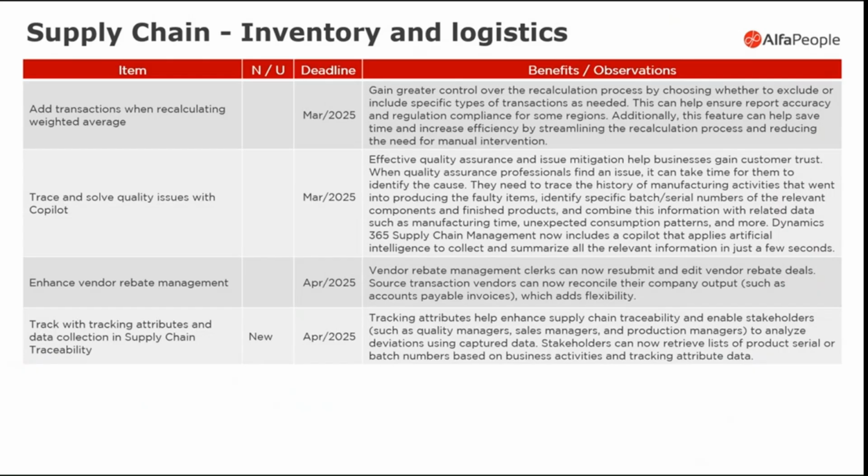And the last one here, track with tracking attributes and data collection in supply chain traceability. With this update, now we're taking supply chain traceability a step further. Stakeholders like quality and production managers now have the ability to dig deeper into deviations by leveraging tracking attributes. What's interesting here is that you can now trace back specific serial or batch numbers, not just generally, but tied directly to actual business activities. So this makes it a lot easier to investigate the issues and respond quickly, especially in industries where precision and compliance are critical.